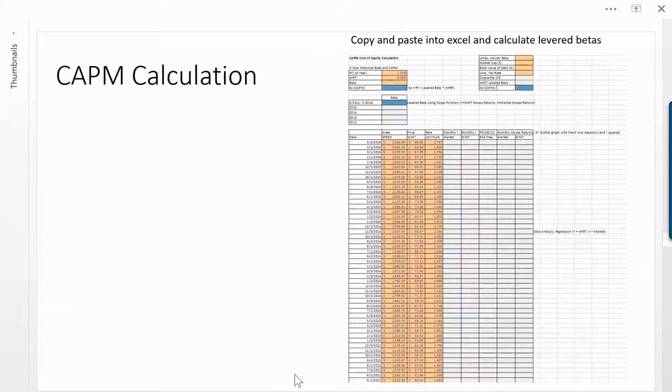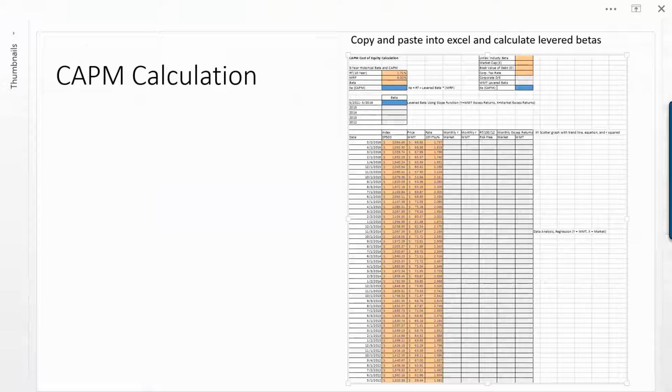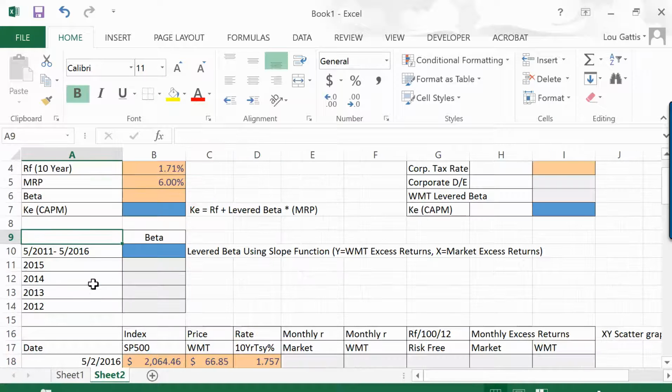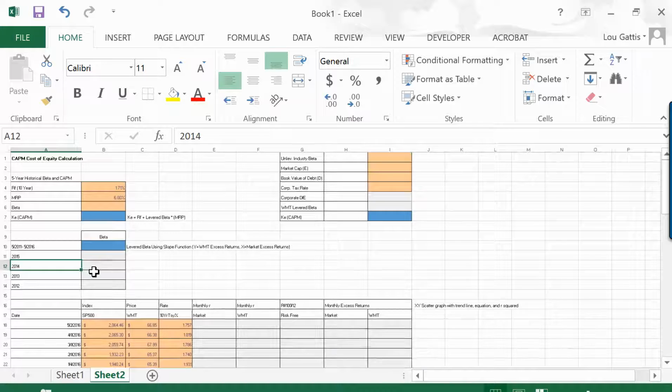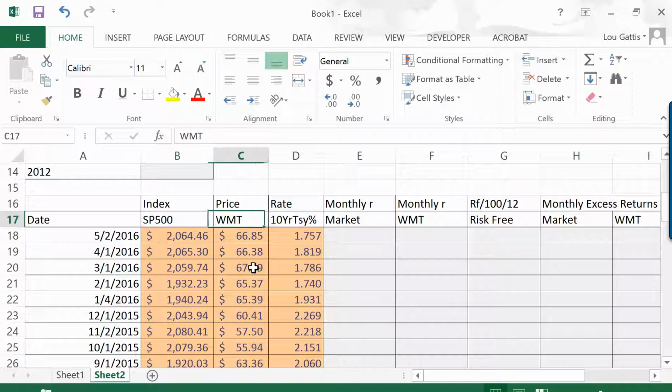So let's grab that data because I repeated that exercise for S&P 500, Walmart, and the 10-year. So let's grab this data. And I'll put it in sheet 2. So this spreadsheet has the S&P 500, Walmart, and 10-year Treasury percent. Now another technical note, when you download that data, you want to take the last column.